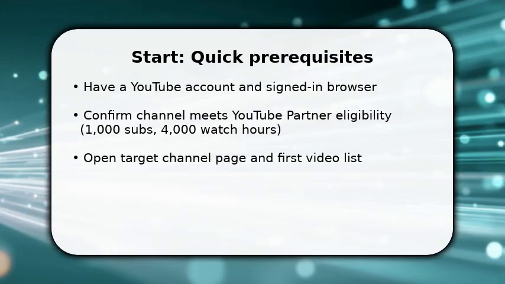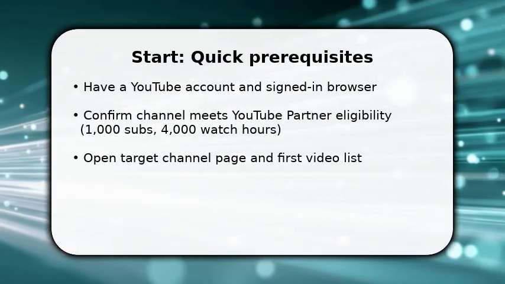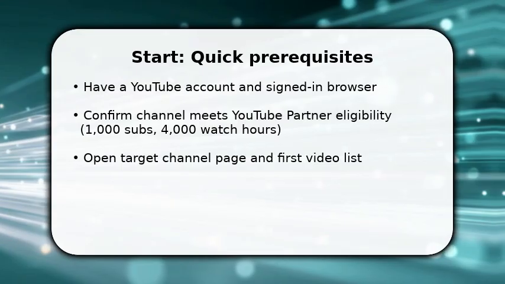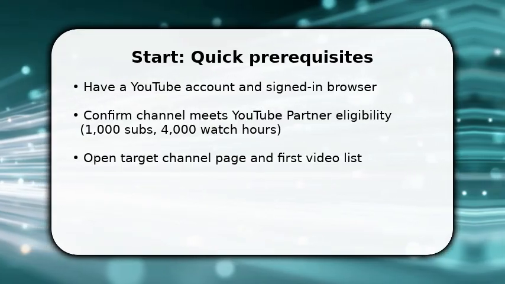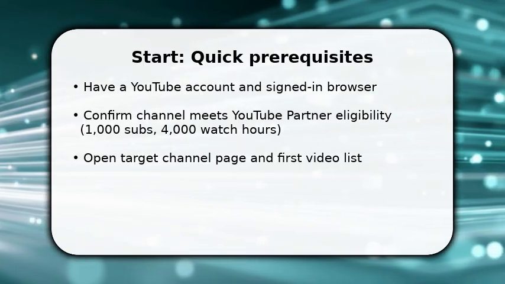You need to act now. Sign into YouTube and load the channel you want to inspect. Once signed in, confirm the channel meets partner program thresholds so monetization is possible. Next, open the channel's video list and pick a high-view recent upload.